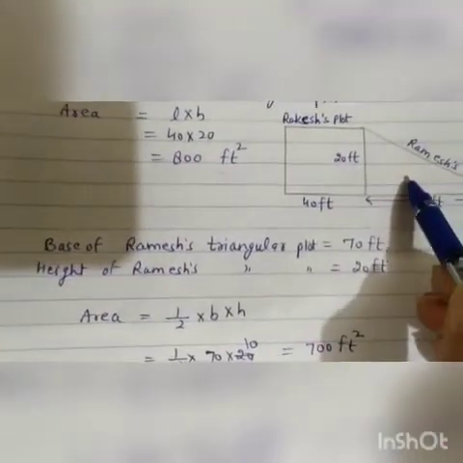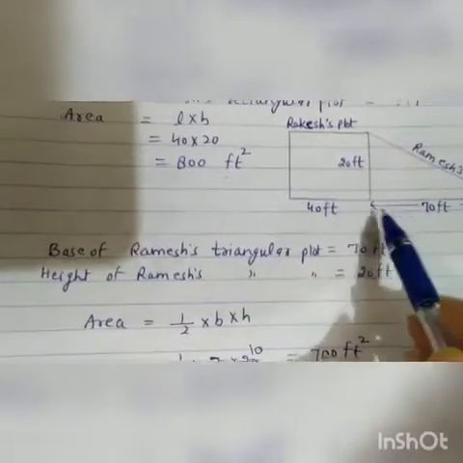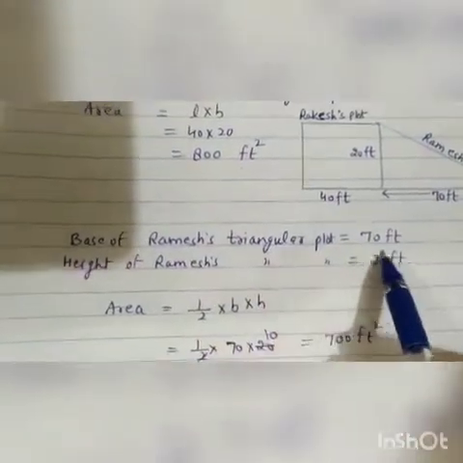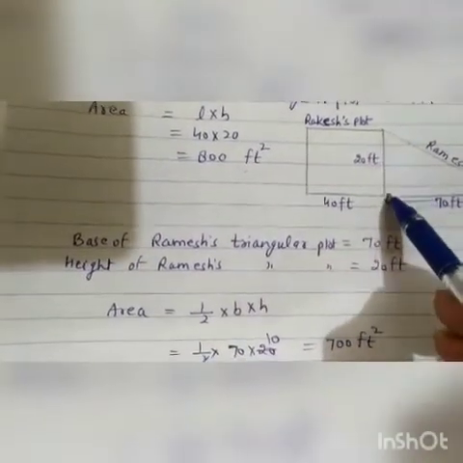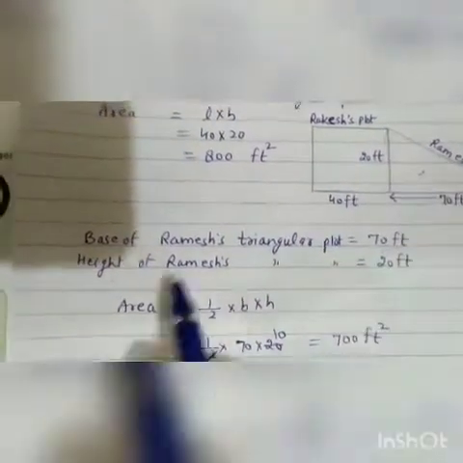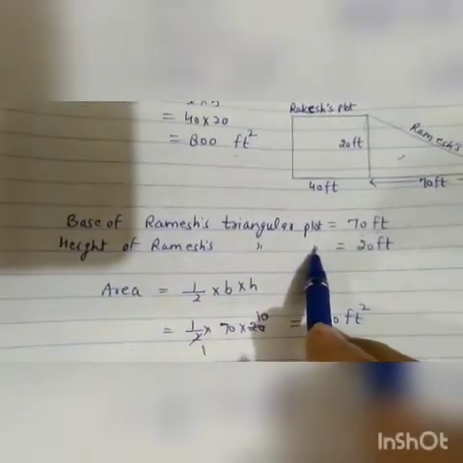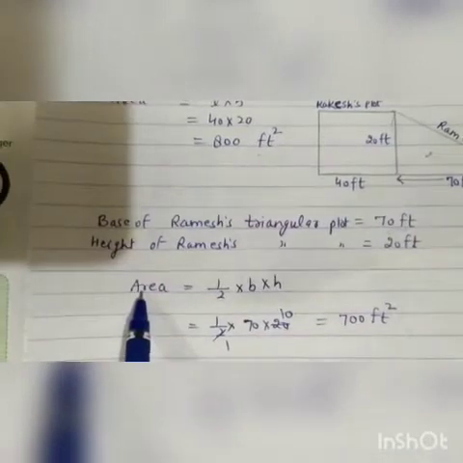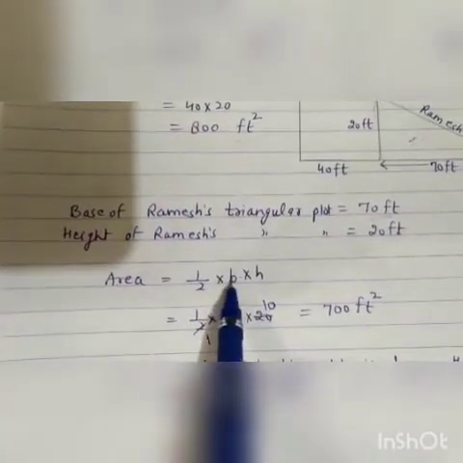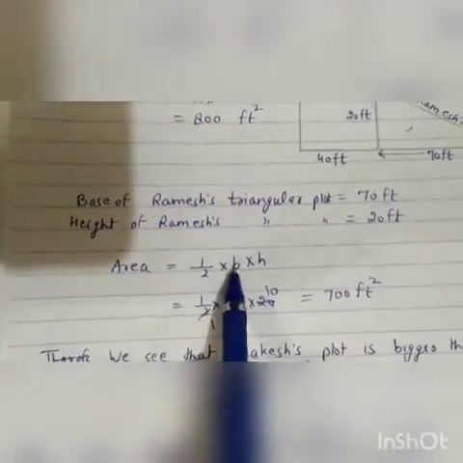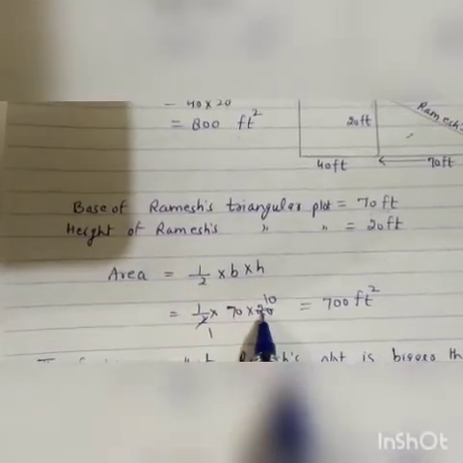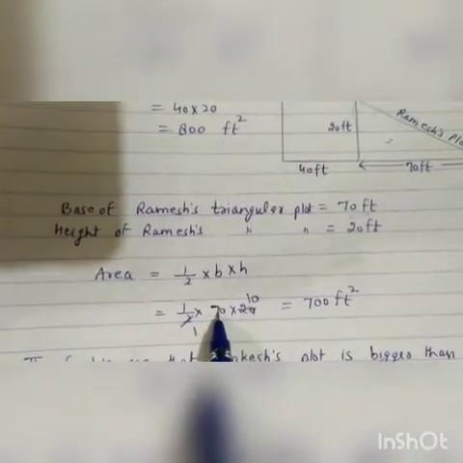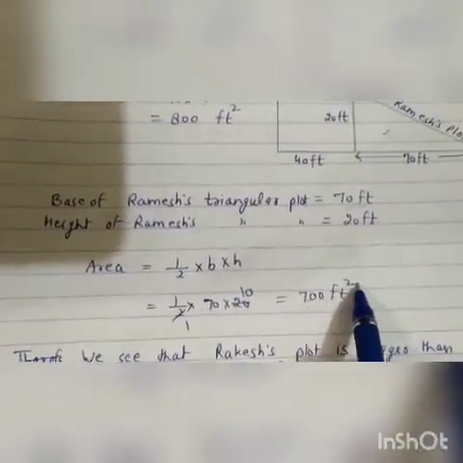Now this plot is in triangular shape and its base is 70 feet. Base of Ramesh's triangular plot is 70 feet and this side will be the height for this plot. So height of Ramesh's triangular plot is 20 feet. Now, you know area of a triangle is 1/2 base into height. So 1/2 base is 70 feet, height is 20 feet. Simplify it, 2 ones are 2, 2 tens are 20. 70 into 10, it is 700 square feet.